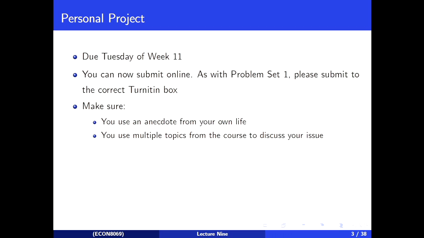So you have to include that anecdote from your own life to bring together the project, to bring together the why it is that you're talking about this thing that you're talking about.